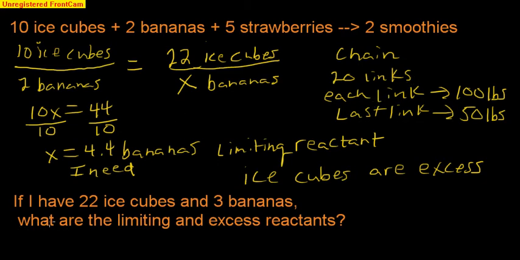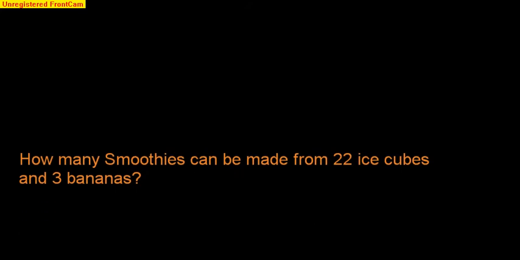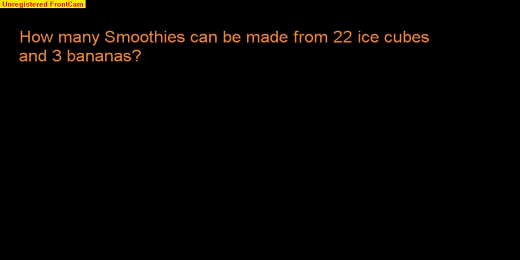But anyhow, in this example, we've calculated what the limiting and the excess reactants are by finding out what we need. We've calculated 4.4 bananas needed. I only have 3, so if I don't have what I need, I know that's going to be my limiting reactant. So let's scroll on down. We've got one more problem. It says, how many smoothies can be made from 22 ice cubes and 3 bananas?